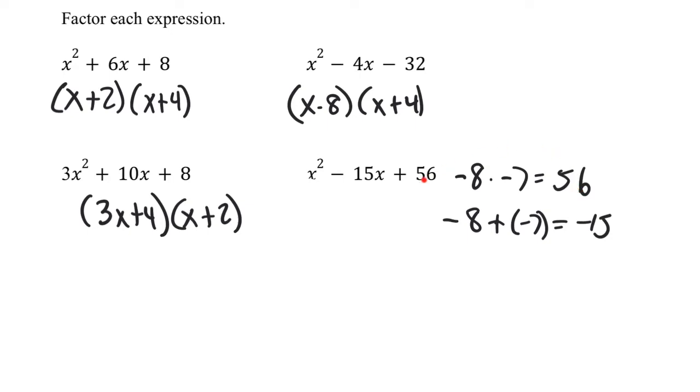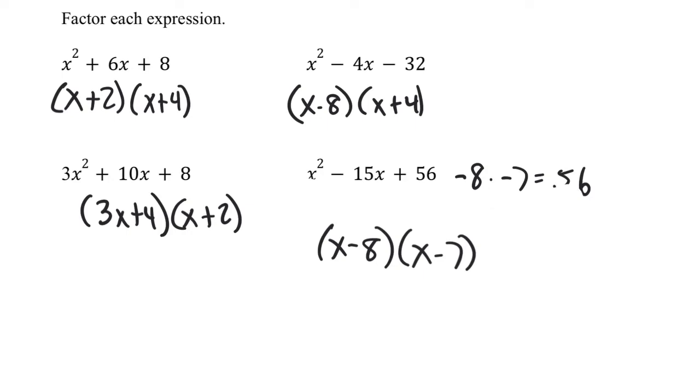The positive 56 matches up to my C because my A value is 1. I don't have to worry about that. 1 times 56 is still 56. So all I have to do is just rewrite it: x minus 8 times x minus 7. So that should be your answers for this. Just go ahead and erase this so you see that's the answers we're left with for that whole section.